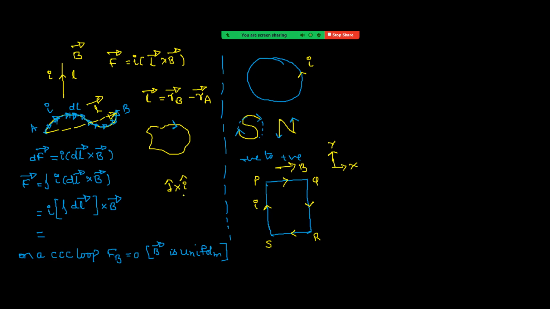So it is now j cap. L bar direction is j cap, B bar is I cap. So j cap cross I cap. I cap cross j cap is k cap. This is now minus k cap. That means the force acting on PS is into the board, because we got this as minus k cap.